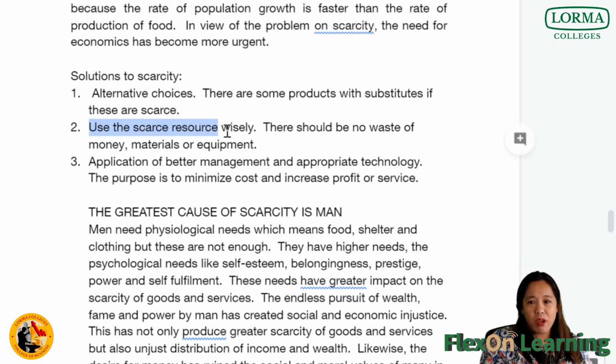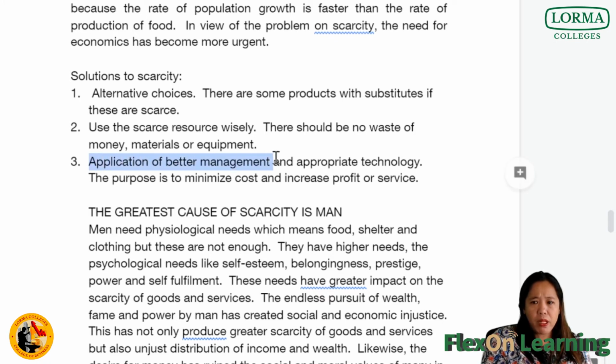Okay, and we have also the use of the scarce resource wisely. So, if there is shortage of rice, what are we going to do? Then maybe we make use of whatever land is available to produce rice. So instead of producing other vegetables, we produce rice.